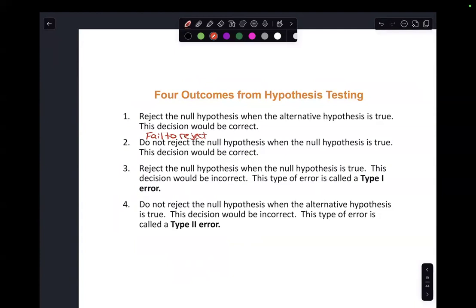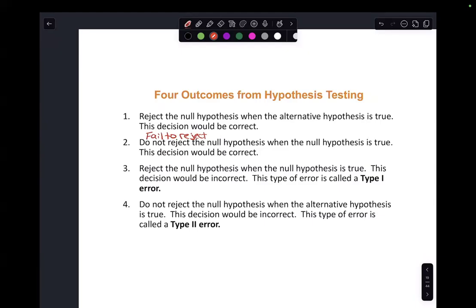If we fail to reject the null hypothesis, the null hypothesis is true. So if my evidence doesn't support the alternative hypothesis, then we don't reject the null hypothesis. Then we're like, quite probably the null hypothesis is true. Based on my sample, I can't prove it wrong. So therefore, I don't reject the null hypothesis. I don't have enough evidence to say the null hypothesis isn't true.